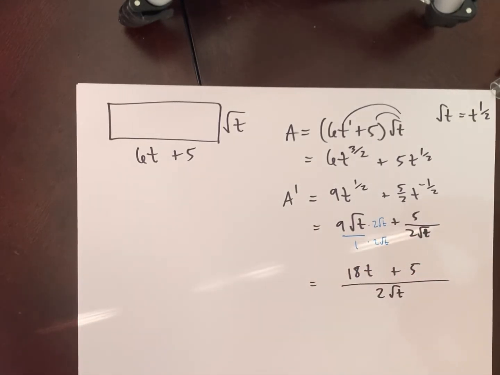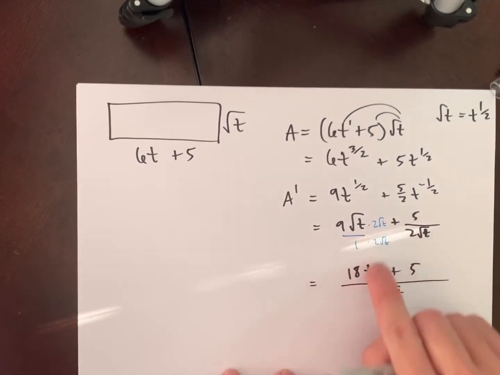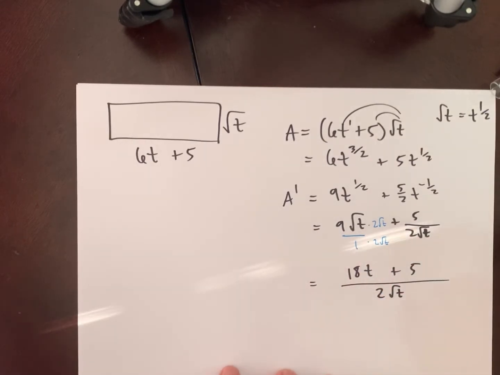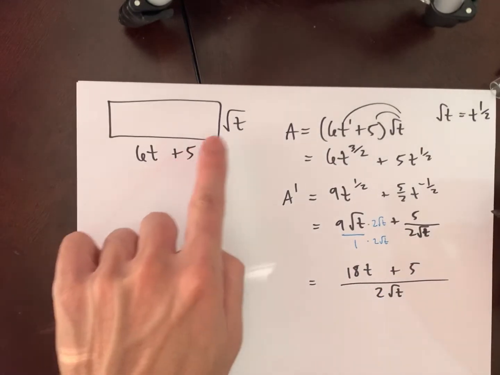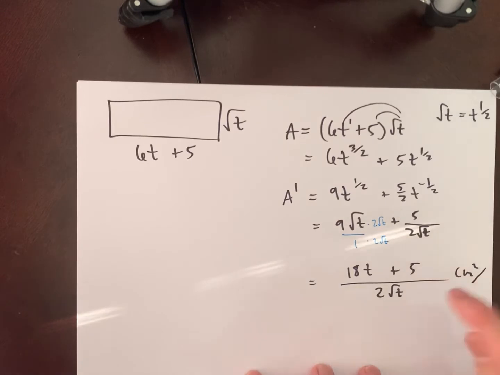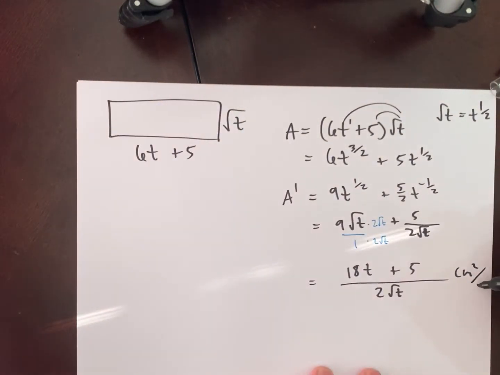I believe that's the finished result. So 9 times 2 is 18. Square root t is t. That's just 5. Common denominator established. And here it was centimeters times centimeters, so it's square centimeters. That's an area dimension, square units. But that's how quickly the area changes with respect to time in seconds.